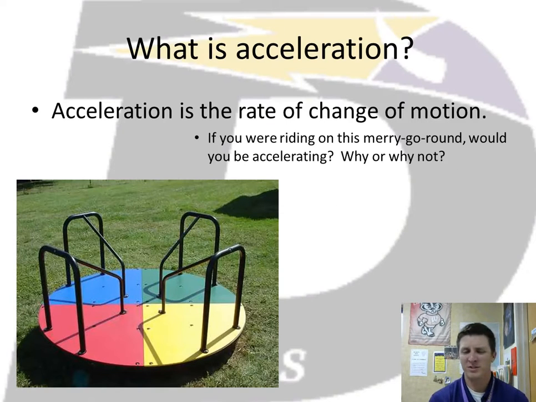Well, what about this scenario here? Let's say you were on a merry-go-round and your friend was pushing you at a constant speed, meaning you were going around the merry-go-round in a constant velocity. Is it accelerating? Why or why not? Well, the answer is yes, you are still accelerating if you are on a merry-go-round, even though your speed is constant. The reason for this is that you are changing direction.